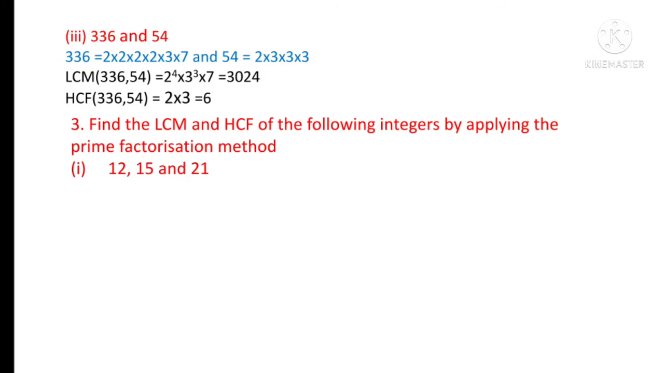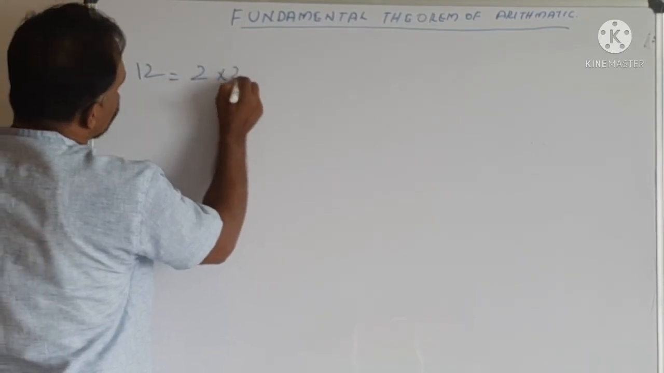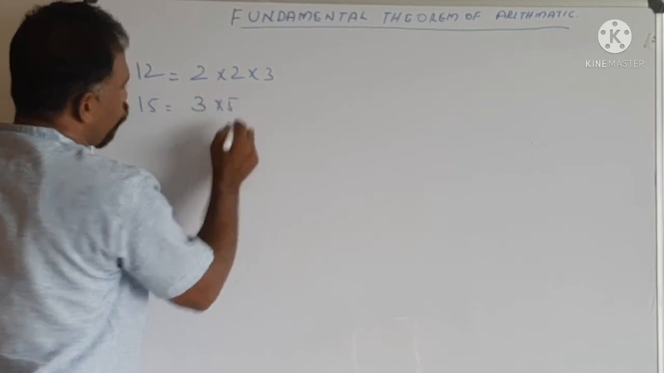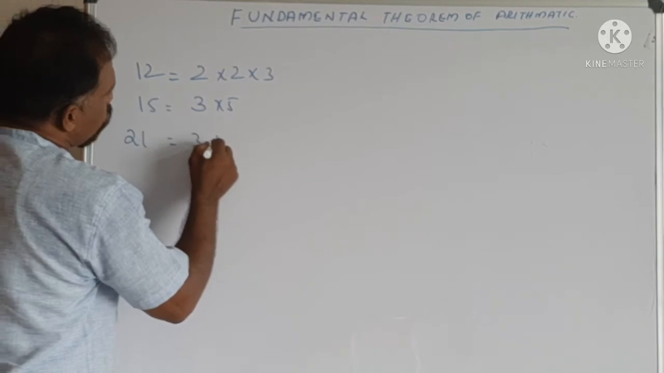Now let us take 3 numbers. Now 12, 15 and 21. Find the LCF and the SCF of these 3 numbers. Now in the case of these 3 numbers, similar method we have done. So 12 can be written as 2 into 2 into 3. Next is 15 can be written as 3 into 5, and 21 can be written as 3 into 7.